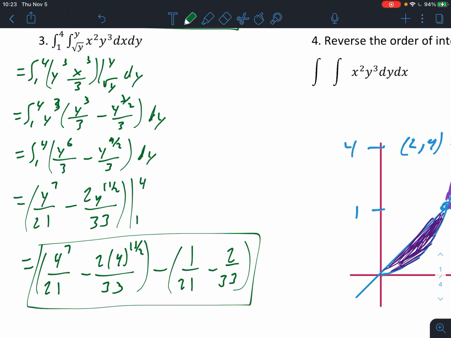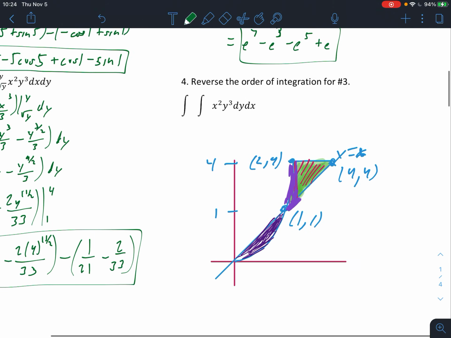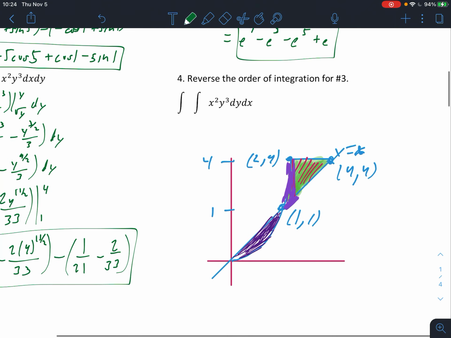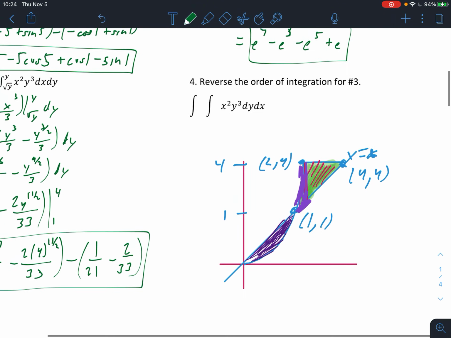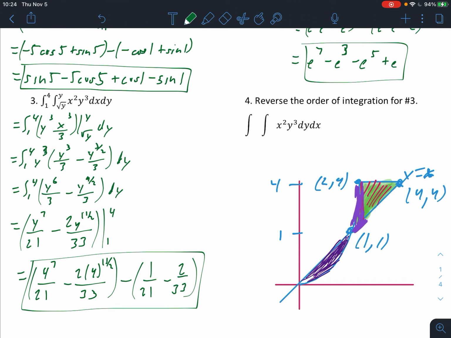All right, number 4, we're going to do the same problem, but we're just going to reverse the order. I'm not going to do the whole problem again. We're just going to rewrite the equation, the integral. So I have this little picture here of what this would look like. The bounds from 1 to 4 for y. So on the last problem there, the bounds for y are 1 to 4, and the bounds for x are root y to y.